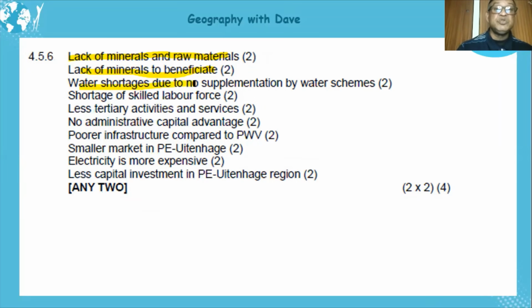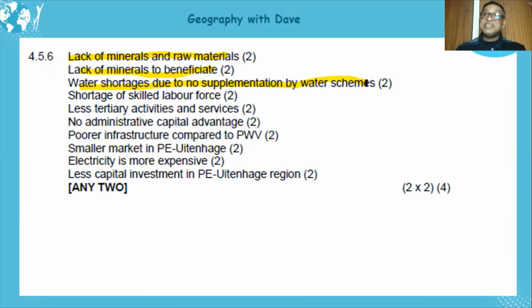Water shortages due to no supplementation by water schemes. PWV, you learned there are sort of seasonal droughts like in winter, but they've got water schemes like the Vaal, Tugela, Lesotho Highlands Project. Okay, Lesotho Highlands Project brings water in also. So all these projects bring in water. For the PE-Uitenhage, we don't have such a heavy water supply. Can you see it? So we're comparing the two areas. Can you see it? And of course, there are various things.